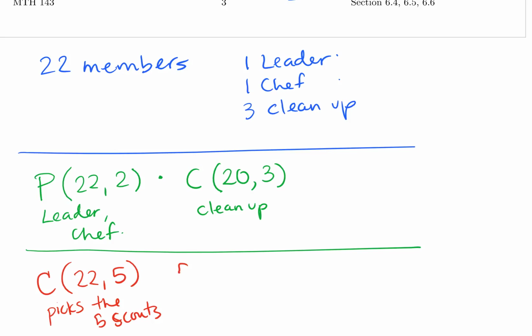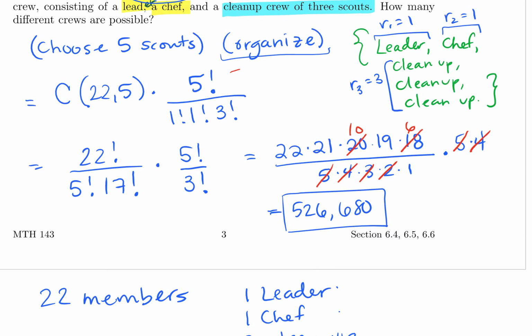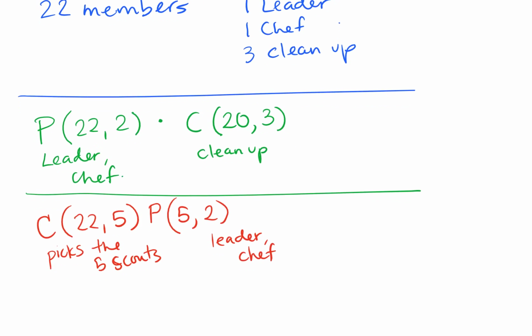So now, from the 5 people that we have, we're going to look at the permutations of that group of 5 into 2, because this allows us to choose the leader and the chef. And so that would be another way that we could do this, and we get the same answer either way. If you look at the work from previously, the permutation of 5 and 2 would just be 5 factorial divided by 3 factorial. And that's exactly what we ended up with right here. We had the combination of 22 into 5, and then we ended up with 5 factorial over 3 factorial, which is exactly the permutation of 5 into 2.